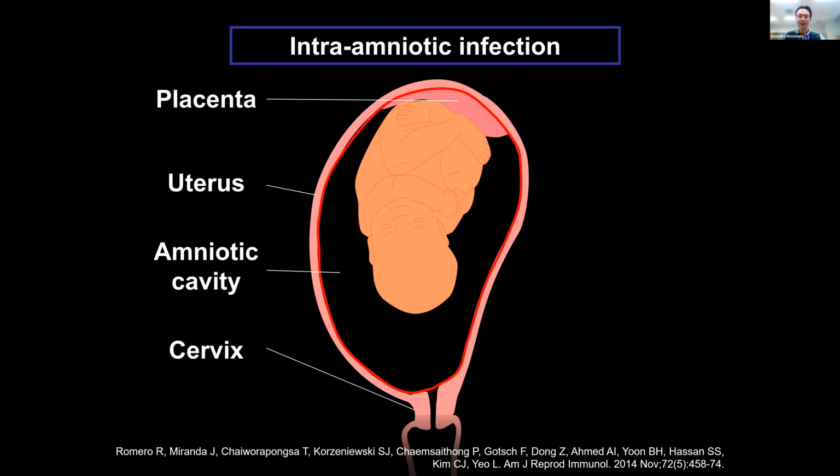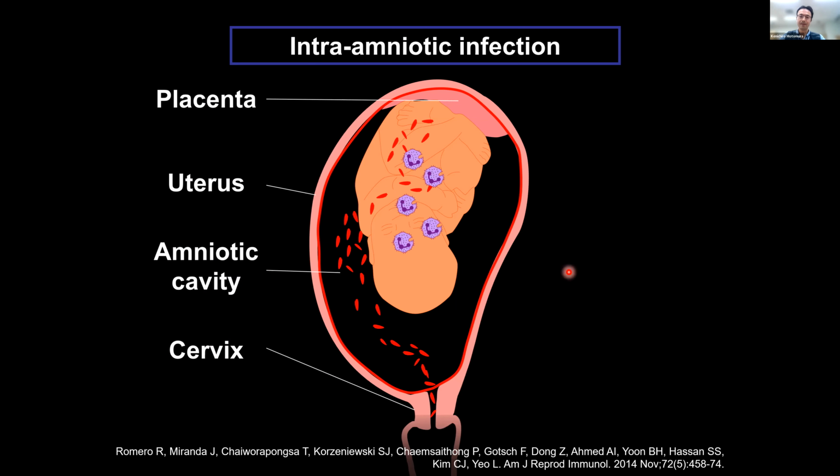So what is intra-amniotic infection? Here you can see the pregnant uterus. Amniotic fluid surrounds the fetus. And you can see the placenta and fetus here. And this part is called the cervix. So intra-amniotic infection is caused by microbes ascending from the lower genital tract.